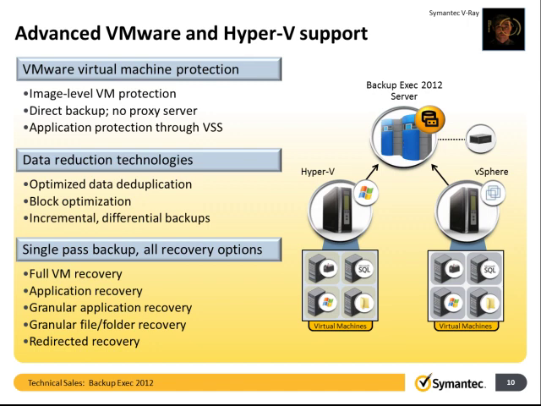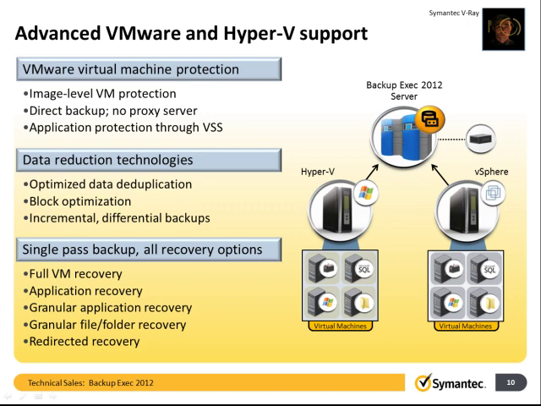So let's dig a little deeper into how Symantec has optimized Backup Exec 2012 to protect these virtual environments. Whether you're backing up VMware or Hyper-V virtual machines, it's performing image-level backups. Plus, these backups now proceed directly to the backup server. So there's no need for that middleman proxy server to act as a go-between. Backups are now officially going directly from the hypervisor right to the backup server for storage.